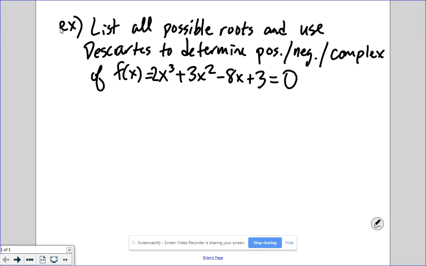All right, so here's the problem. We're going to list all possible roots, and use Descartes' rule of signs to determine positive, negative, and complex roots of f of x equals 2x cubed plus 3x squared minus 8x plus 3 equals 0. Then we're going to use those and find the possible roots.